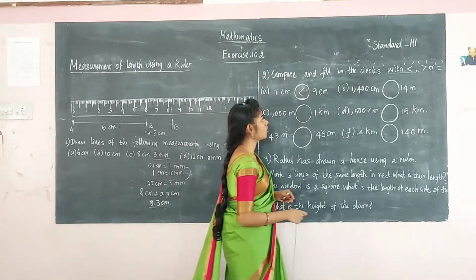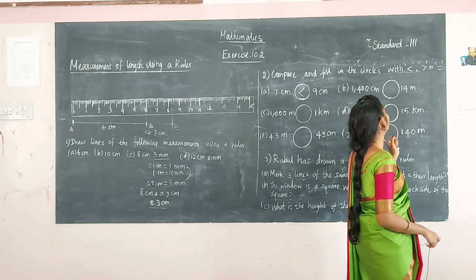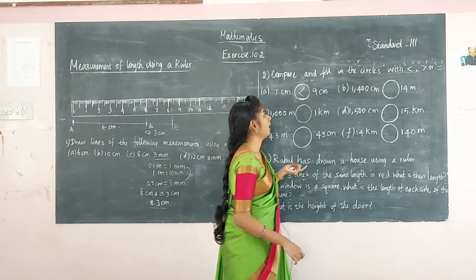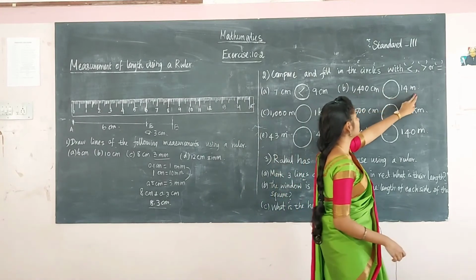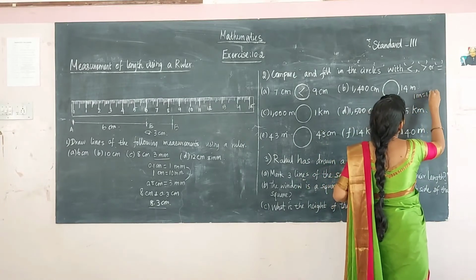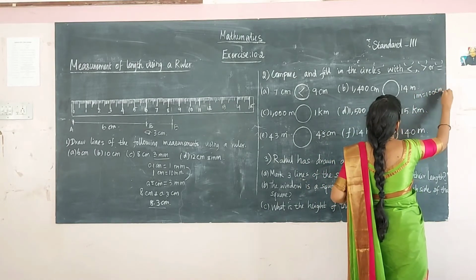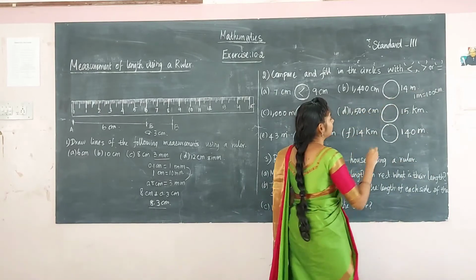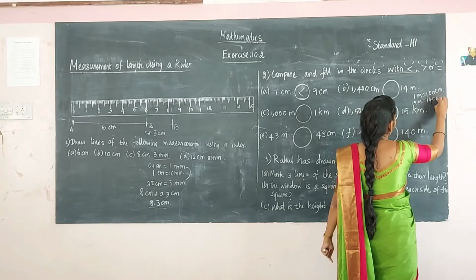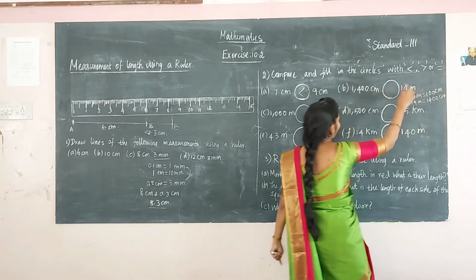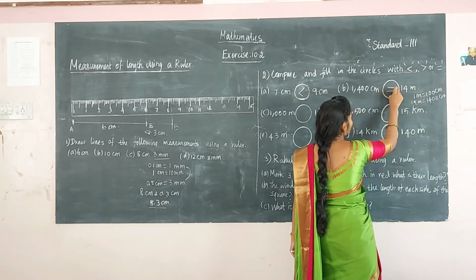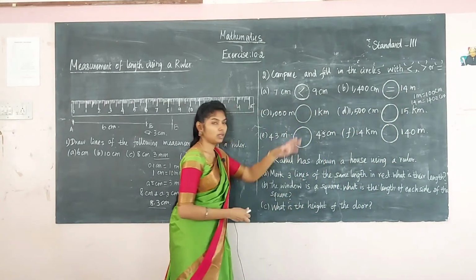And next one, 1400 centimeter and 14 meter. Centimeter is bigger or meter is bigger? Meter is bigger. And here see, 1 meter is equal to 100 centimeter, right? So here 14 meter is given. So 14 meter is equal to 1400 centimeter. So now compare, both are equal only. 14 meter is equal to 1400 centimeter. So I have given the equal sign there.